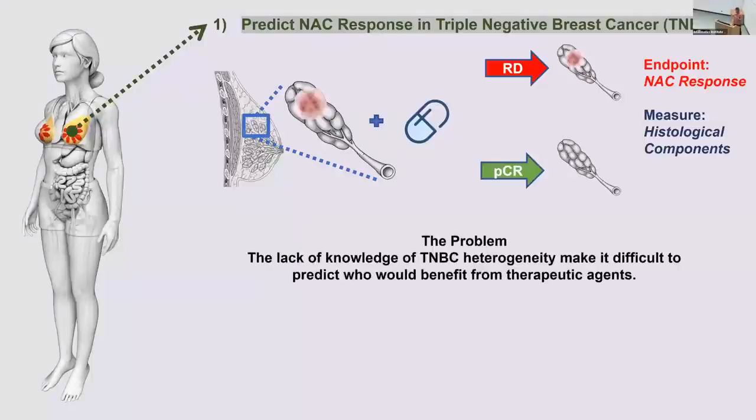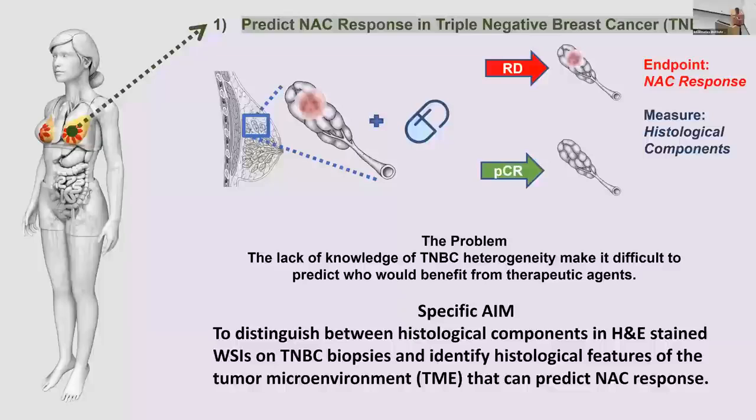The problem is there is a lack of knowledge in triple negative breast cancer heterogeneity, which makes it very difficult to predict who would benefit from the therapeutic agents. And so I would like to distinguish between the histological components in hematoxylin and eosin stained whole slide images on triple negative breast cancer core needle biopsies to identify those histological features of the tumor microenvironment that can predict NAC response.